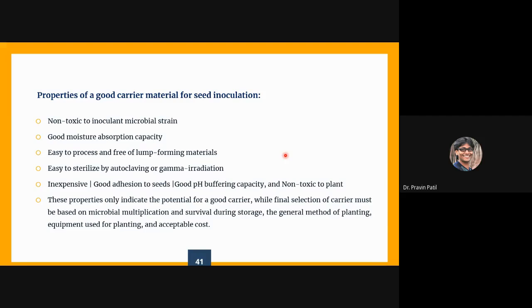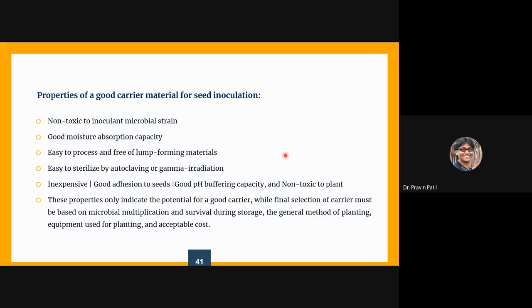Then the third criteria should be, it should be easy to process, and it should be free of lump forming materials, so that material should not form lumping. So if you take a biofertilizer and if the process is like that, you have to put that into 100 ml of 100 liter of water and then apply, and if it starts forming the lumps, then it is not ideal, because that lump will not distribute equally in the field.